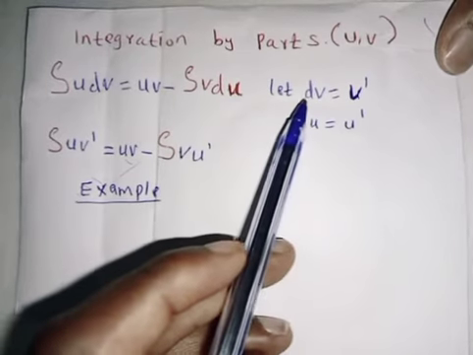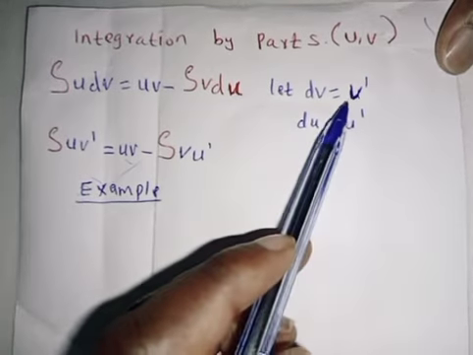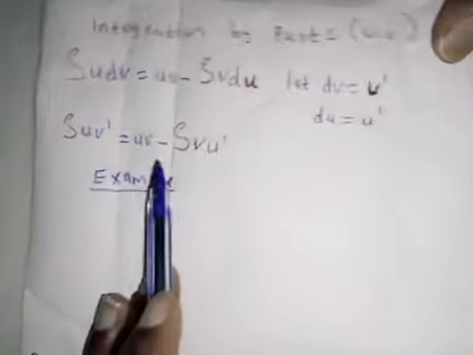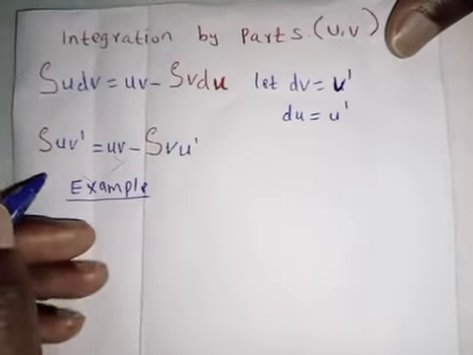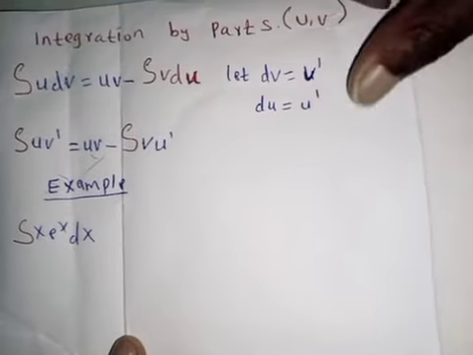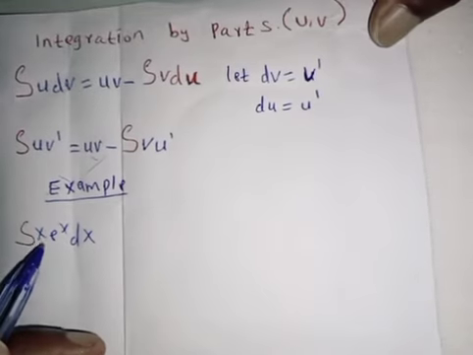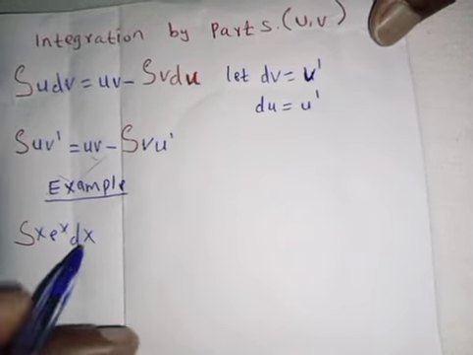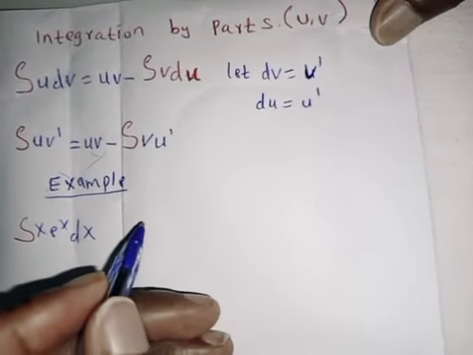Here we are going to let dv be equal to v prime, and we are going to let du be equal to u prime. So let us jump to an example so that we see how this is done. We have this example here where you are told to integrate the function x exponential x dx.